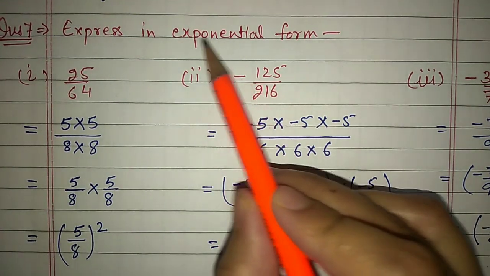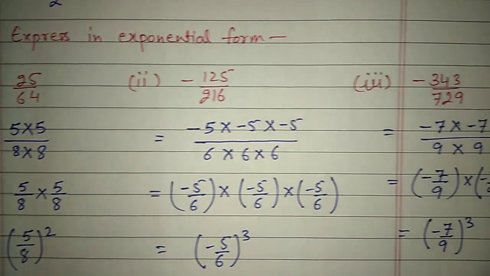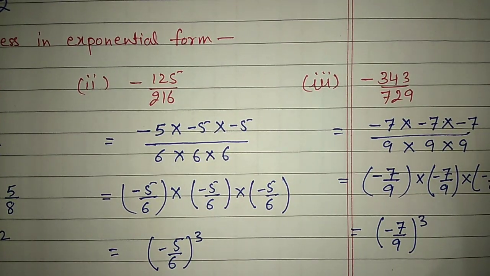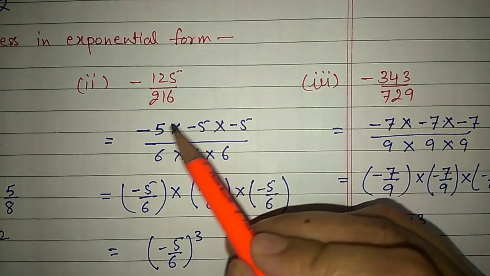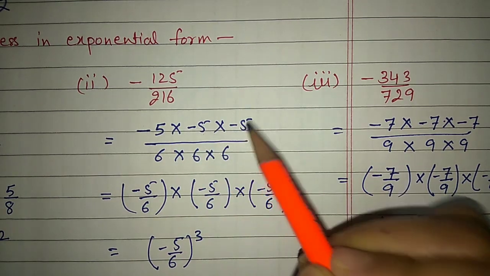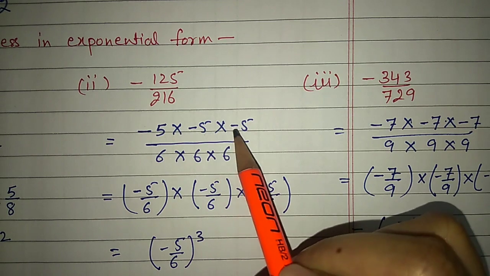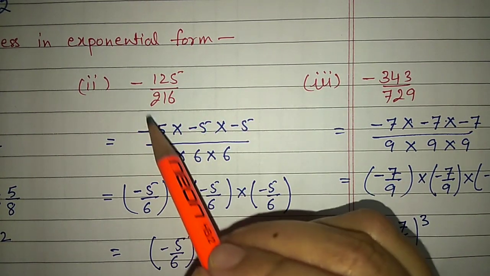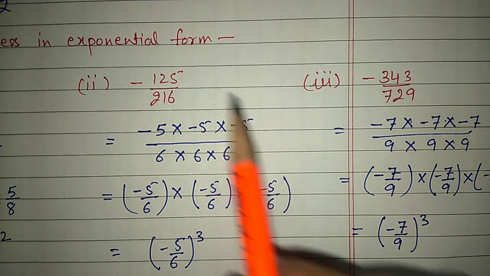We have to express our answer here in exponential form. Second one, minus 125 divided by 216. Same thing we have to do here. Do the factor of 125: 5, 5, 5. Minus we can keep with all the 5s, because 3 minus, finally it will become 1 minus. These two minus will become plus and the final answer will be in minus.